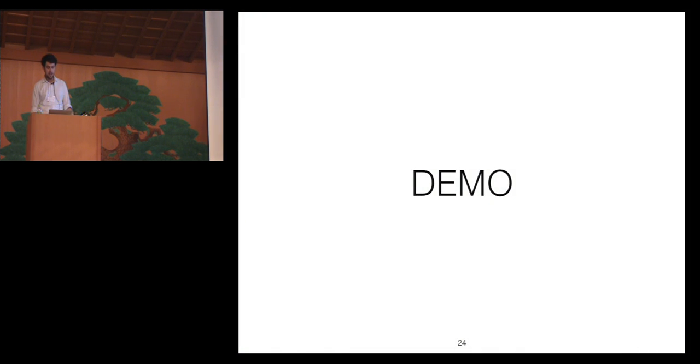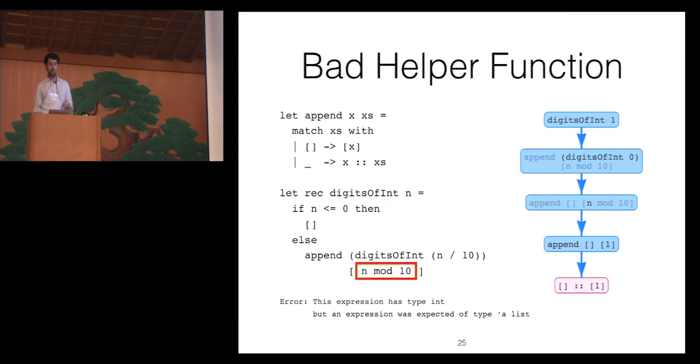So next I'd like to take a look at some more interesting examples of ill-typed functions that we've also drawn from our undergraduate students. First off, we have a function digits of int, which takes an input n and is supposed to return a list of integers where each integer in the list is a digit of the input. Unfortunately, the student has written this helper function they called append, which is really doing a cons instead of a list append. And then they've used it inside digits of int.